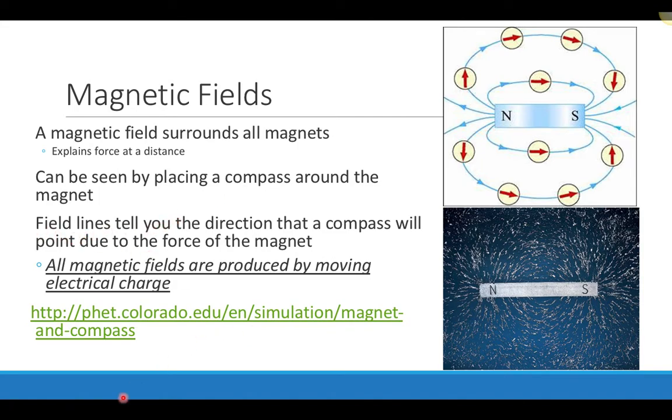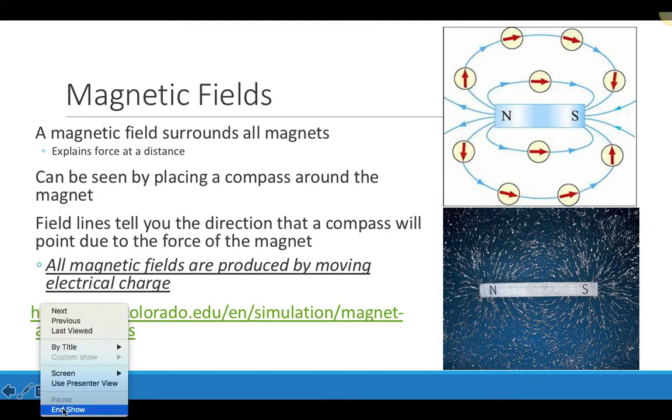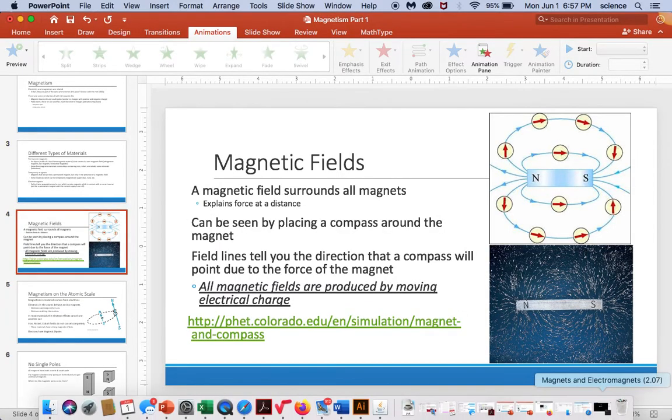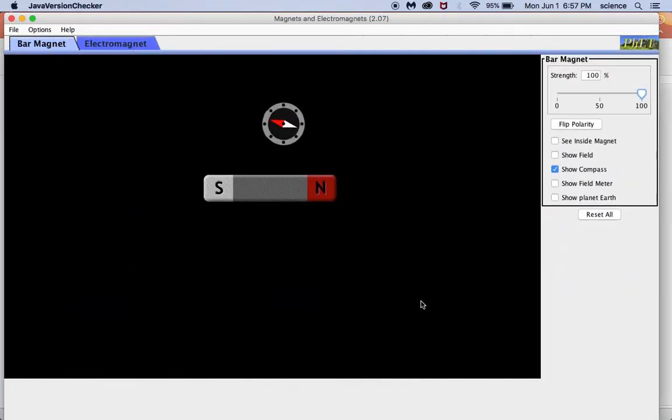So let's take a look at a PhET simulation that allows us to look at permanent magnets. Okay, so here is a permanent magnet. I have a north pole and I have a south pole of that magnet, and here I have a compass. That compass needle is essentially just another little tiny magnet. The red side of that compass is the north. The white side over here is the south.